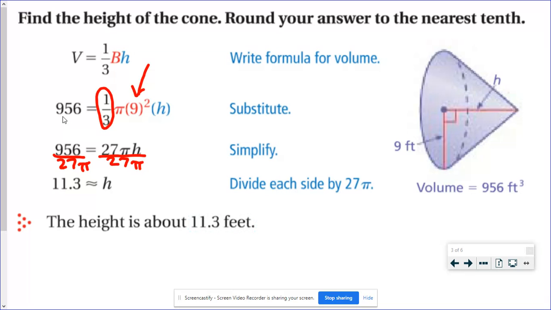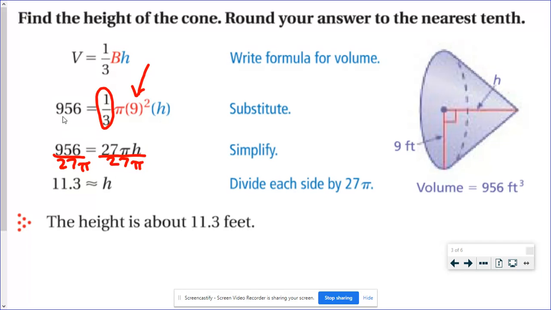Now, I did say on the last slide, if you get something that doesn't get close to a whole number, there's probably an issue. I was talking more about the worksheet. I forgot about this problem. Today's worksheet, all of your answers should round nicely to whole numbers, but this would be about 11.3 feet.